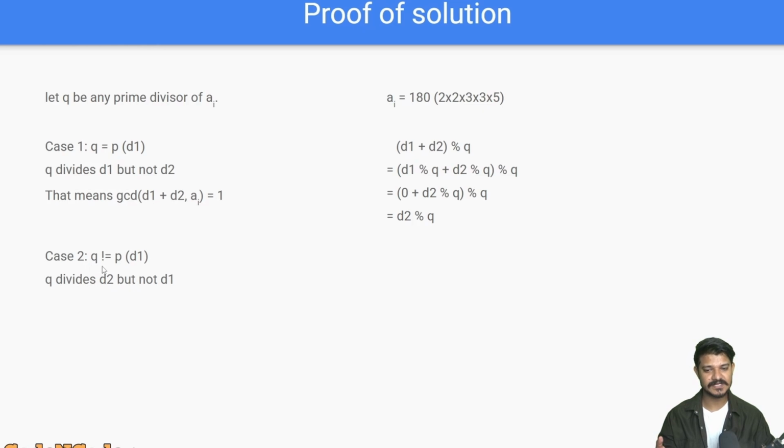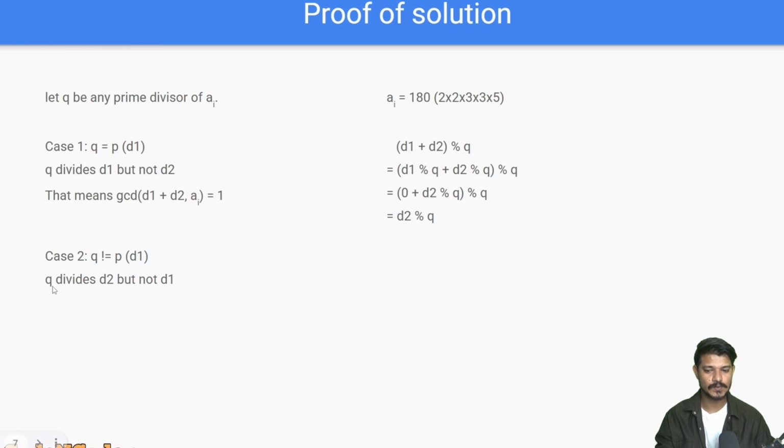Now the other case, when the prime that we picked is not equal to P, that means we have picked either 3 or 5. What we are trying to do here is find even a single common prime between D1 plus D2 and Ai. In the first case, when the prime we picked was equal to P, we saw that it doesn't divide D1 plus D2, so we won't be able to find anything common. Second case, when the prime Q that you have picked is not equal to P, that means you have picked 3 or 5. In that case, Q would definitely divide D2, because all the primes other than P are given to D2, right? So it would be one of those primes, either 3 or 5. So clearly Q would divide D2 but won't divide D1, because whatever prime D2 has, D1 doesn't have.